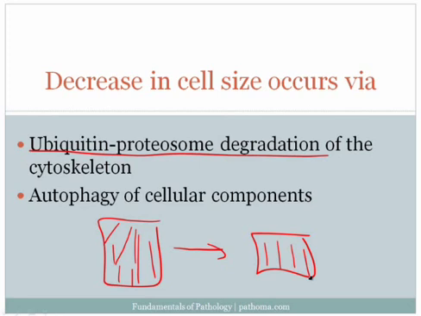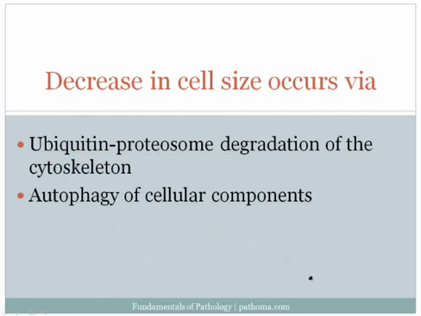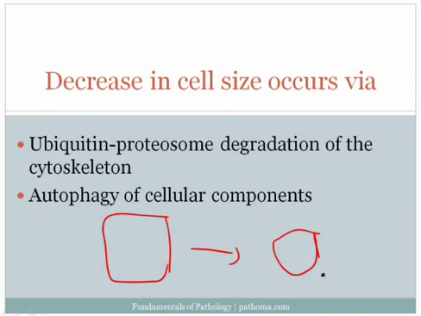Now at the same time, in order for the cell to shrink in size from this size to, for example, this size, you're going to end up requiring less organelles within the cell. And so some of the cellular components are going to have to be consumed, and the mechanism by which cellular components are consumed is called autophagy. And basically what happens here is that the cell consumes its own components in vacuoles.